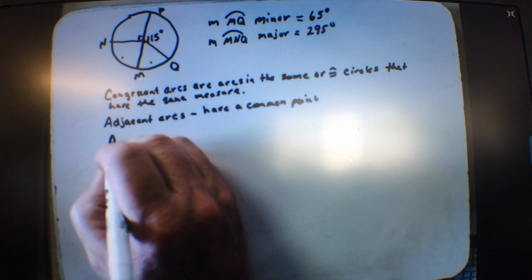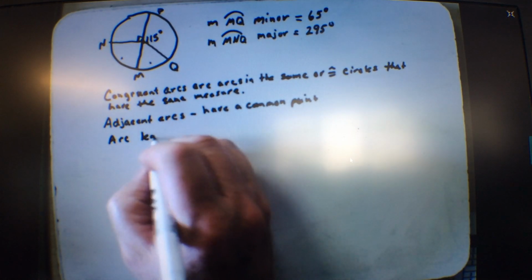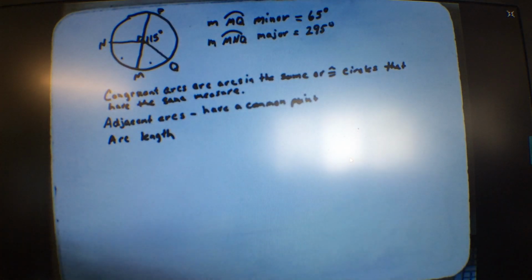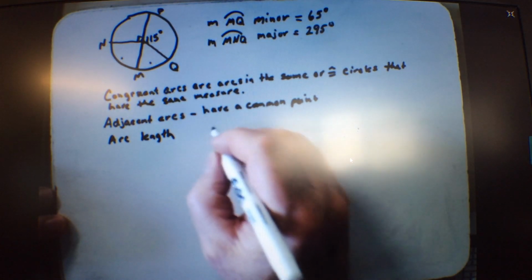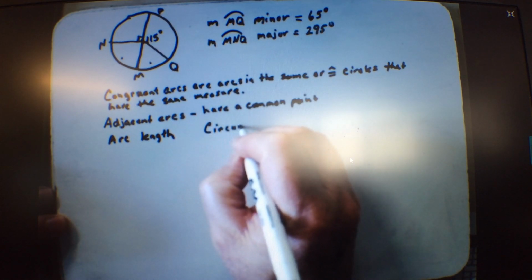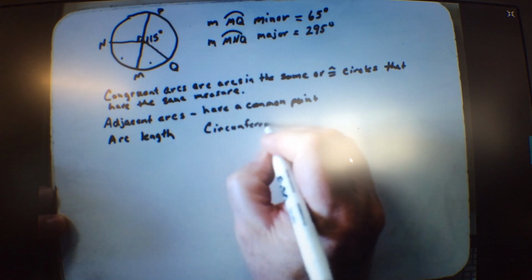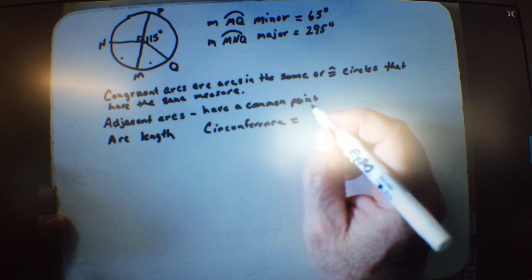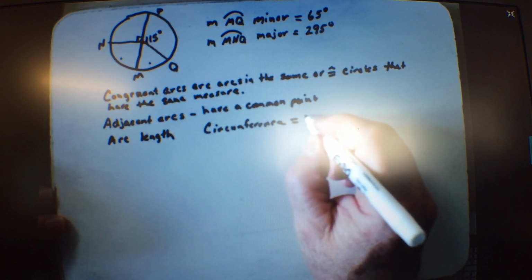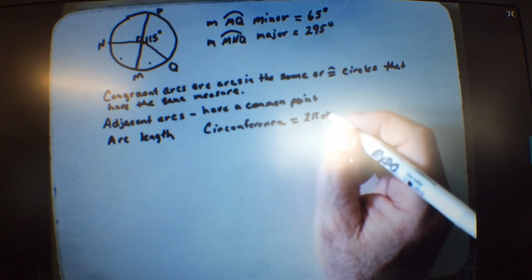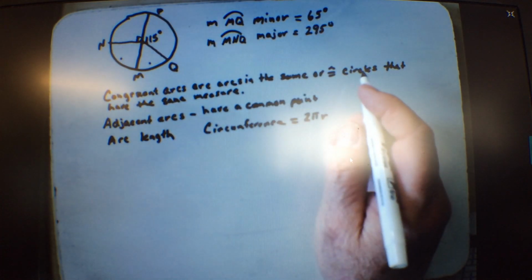One of the last things we're going to talk about is arc length. Arc length is the actual distance a piece of the circle has. And we know that the full circumference of a circle is what? From yesterday. What's the formula? Diameter times pi. Okay, I'm going to go with 2 pi r, because we're normally given the radius.